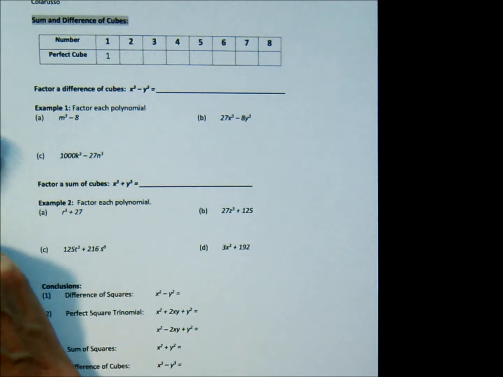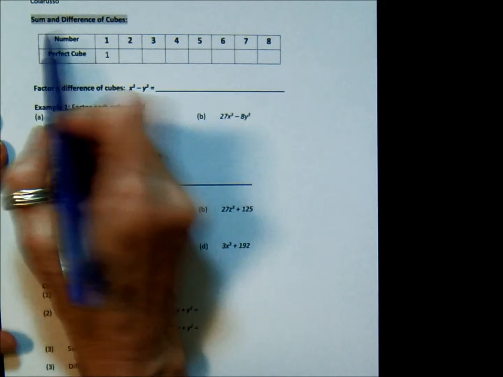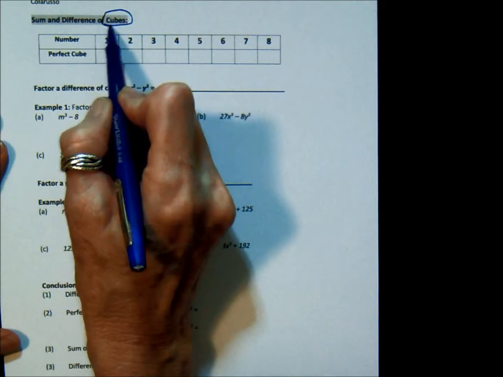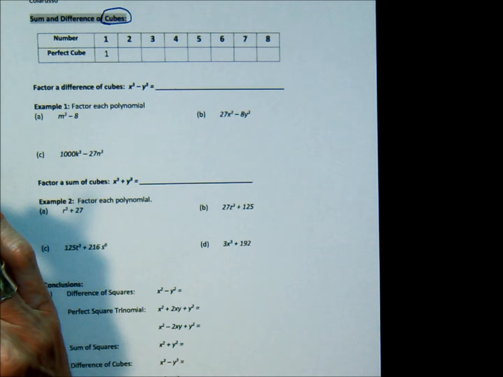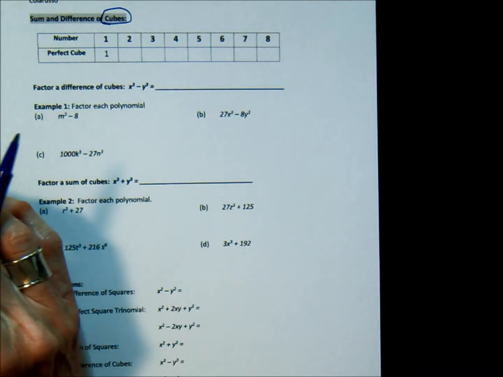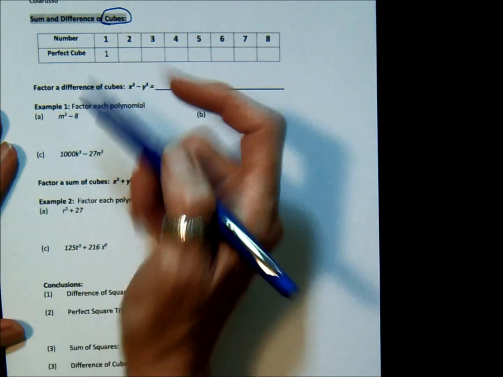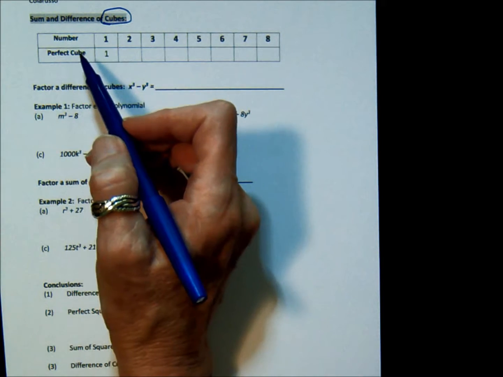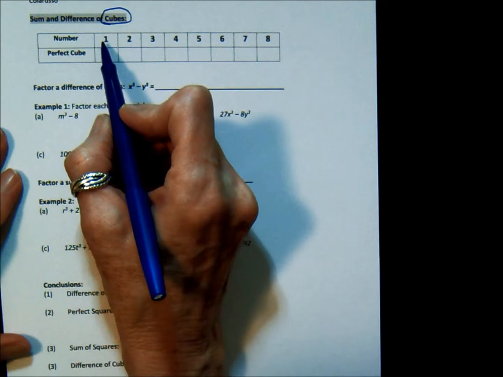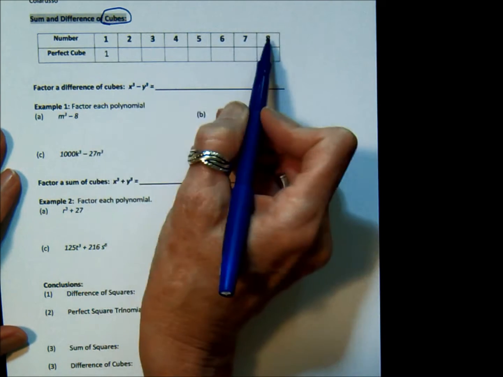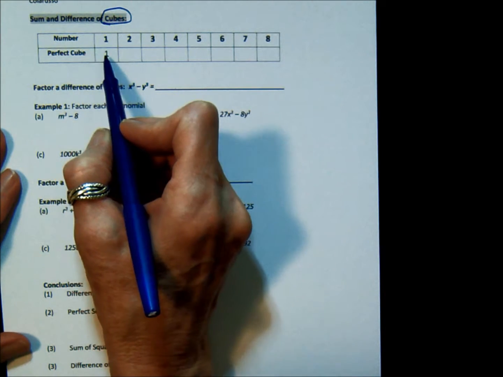This topic continues with factoring, but we're going to be talking about cubes instead of squares. So this is not a review. This is a new topic to this course. If you look at the top of your notes, you'll see a chart that's been started for you. And just to familiarize you with the perfect cubes, I've got the numbers 1 through 8, and we're going to fill in the perfect cubes.